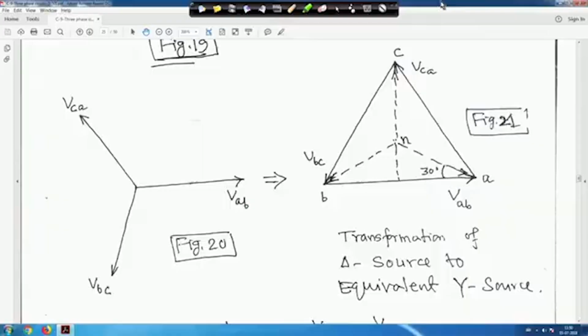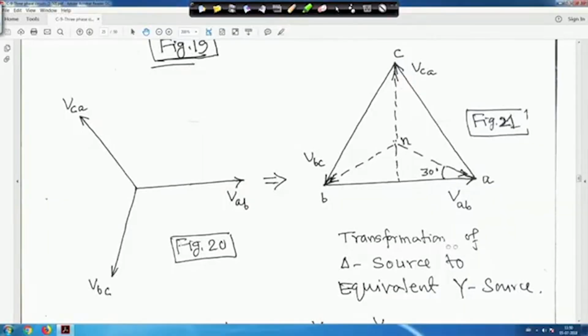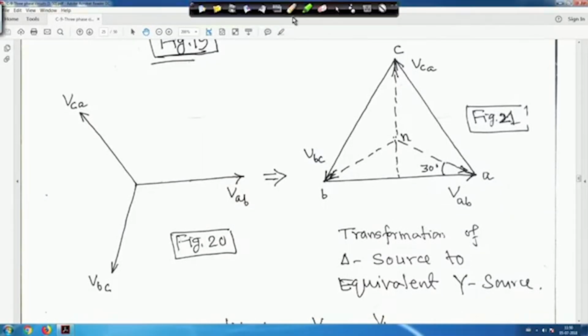Okay, so just now we have seen the transformation of your delta source to the equivalent star source. I showed you how one can do it. If it is VAB, VBC, VCA, you form the delta. I told you that VBC is in this direction and VCA in this direction, then you make the equivalent star, and this point you mark as N. Accordingly, I showed you how the relationships are.